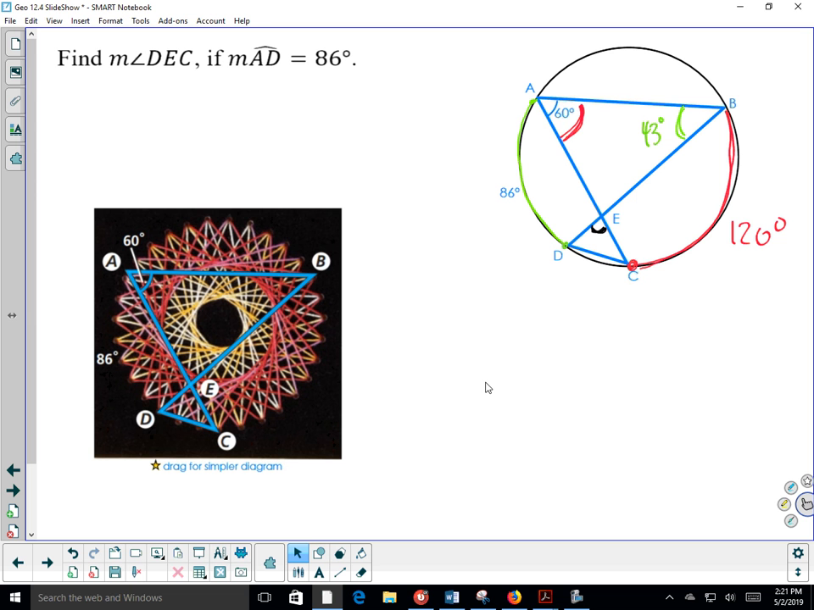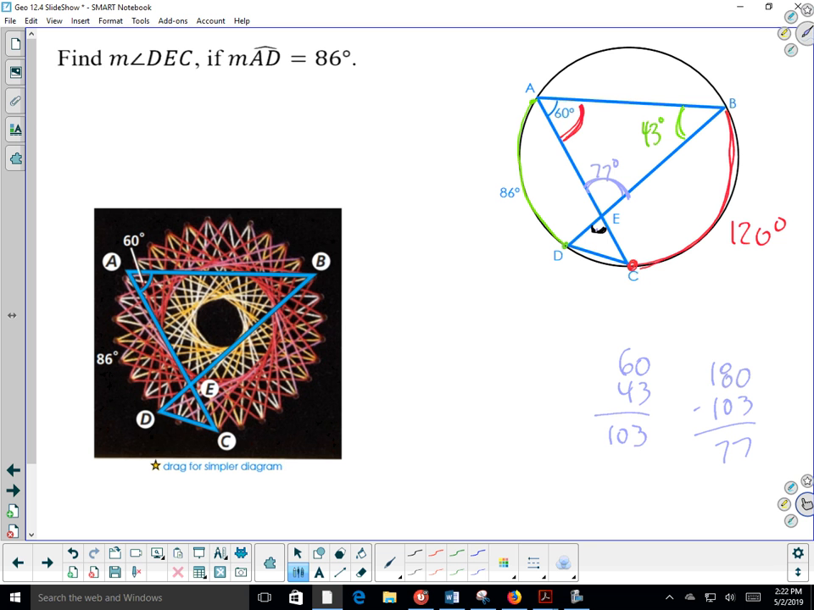Oh, Maya. Okay, so what you're doing is you find the angle AEB. You do 60 plus 43, which is 103. And then subtract 180 minus 103, and you get 77. So are you saying this angle here is going to be 77 degrees? And then that means that DEC is 77 because of the vertical angles. Oh, yeah, vertical angles from like chapter 1. All right, so our answer here is going to be 77 degrees.